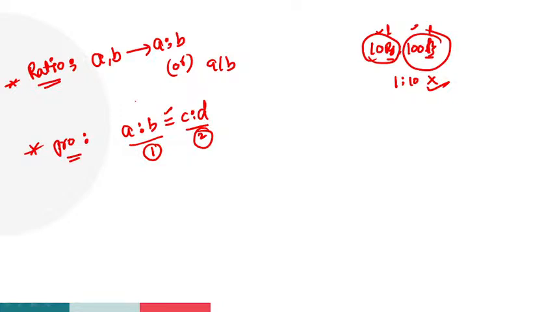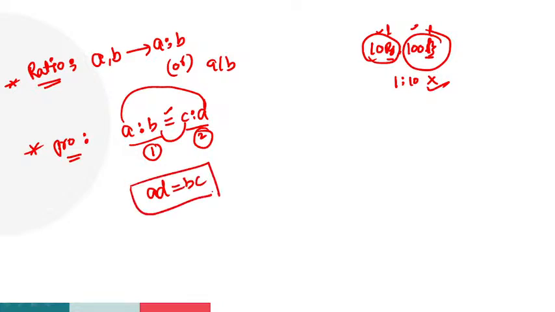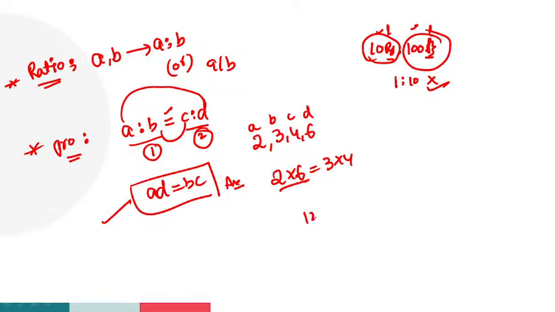The proportion formula is AD is equal to BC. It is very important. So two ratios equal is called the proportion. For example, 2 comma 3 comma 4 comma 6. Find out the proportion. Look like A, B, C and D. What is the proportion formula? AD is equal to BC. 2 into 6 is equal to 3 into 4. 2 sixes are 12, 3 fours are 12. It is a proportion.